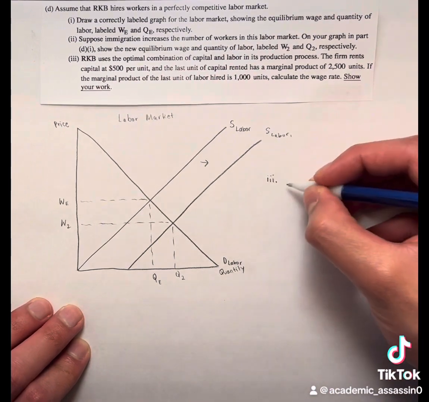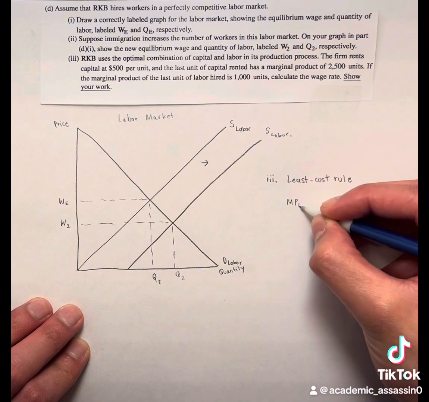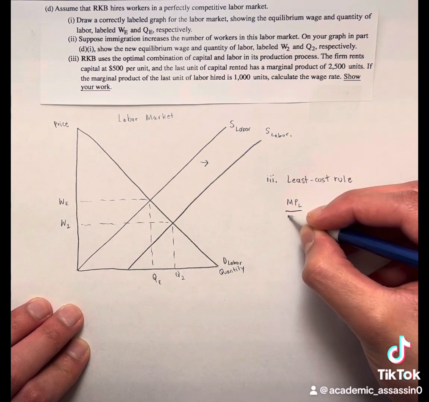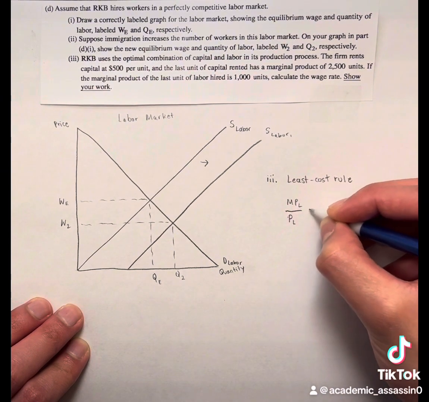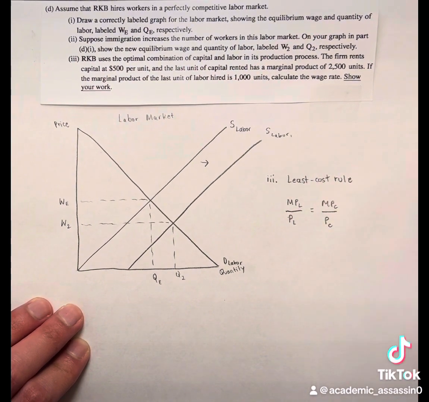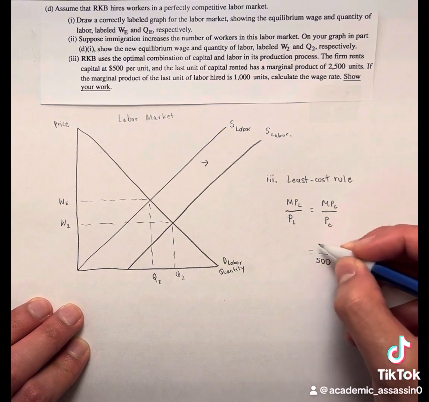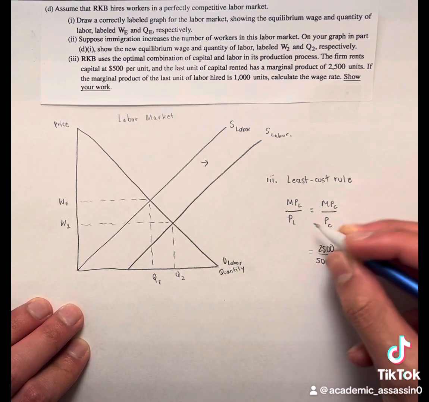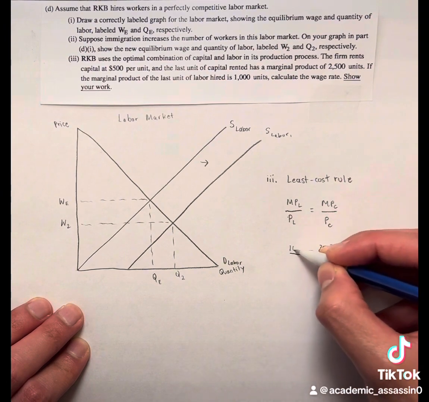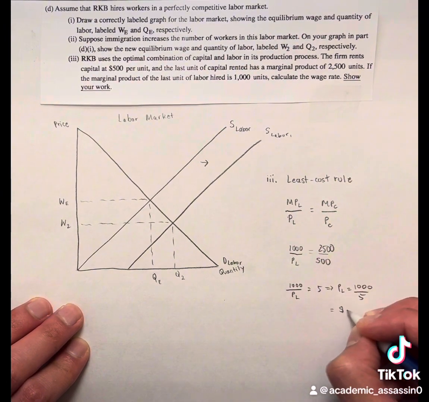For part 3, this is based on the least cost rule. Marginal product of labor divided by the price of labor should equal the marginal product of capital divided by the price of capital. And so capital is $500. The marginal product is $2,500. Labor is $1,000. And so the price of labor is $200.